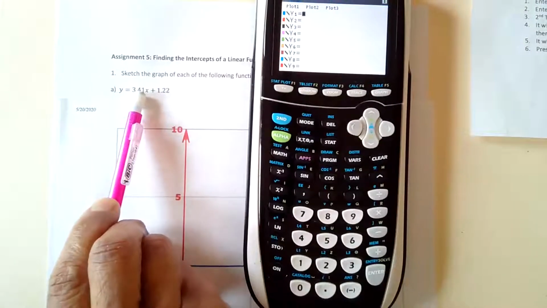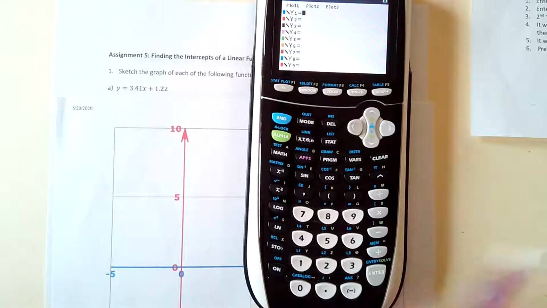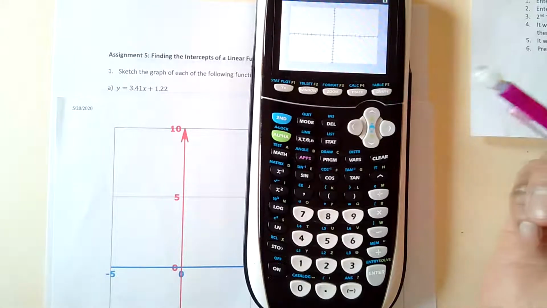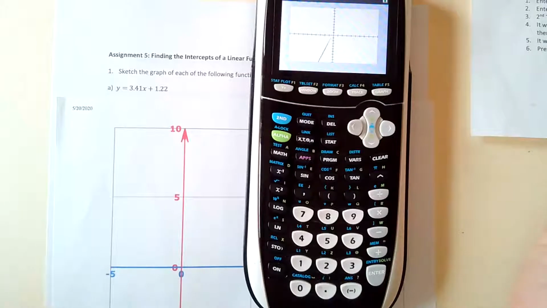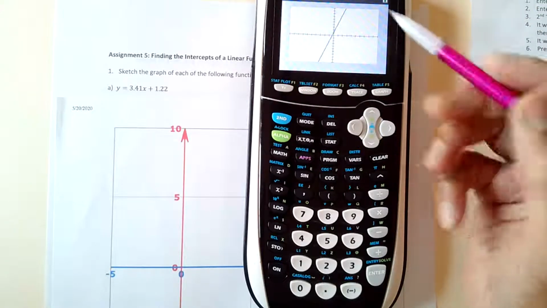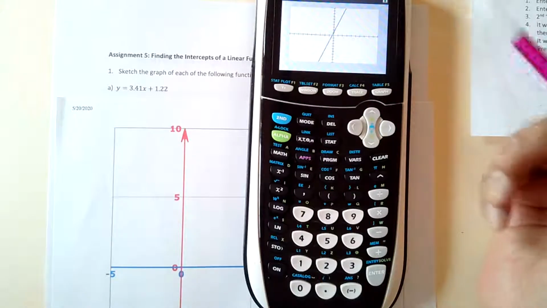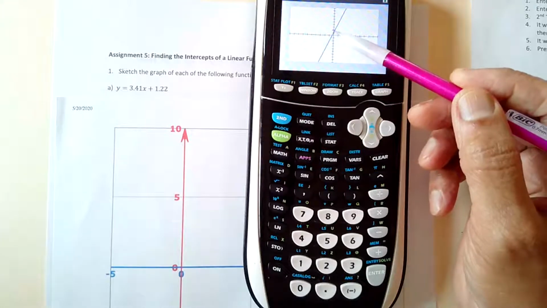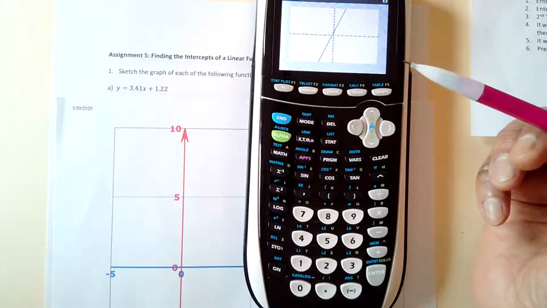Now we're going to enter your equation, which is 3.41x plus 1.22. Now you have your equation, and you press the graph button, and the function will appear. If you have this version of the calculator, you'll see it in colors. Now, it's very difficult to see where it intercepts the x and y axis here.